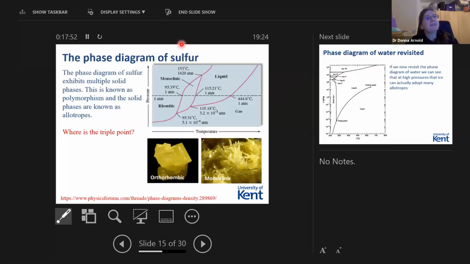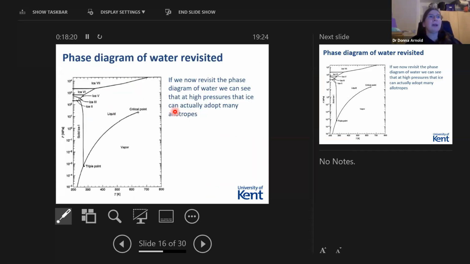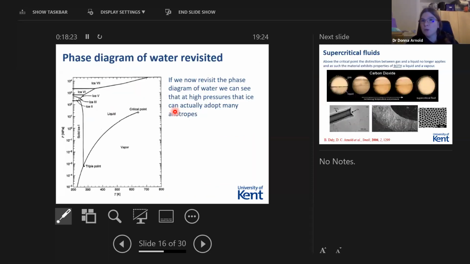Well, the answer to this question is that the triple point is still the point where we have solid, liquid, and gas in equilibrium with each other. So here we have solid, solid, liquid. Here we have solid, solid, gas. So the triple point is still where we have solid, liquid, gas in equilibrium, the three different phases. We can have multiple points where we have multiple equilibriums, but there is only one triple point. We can also go back and look at our phase diagram of water.